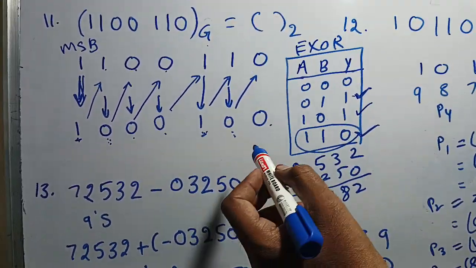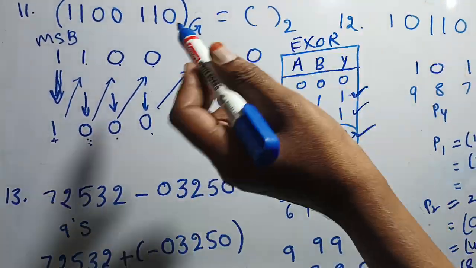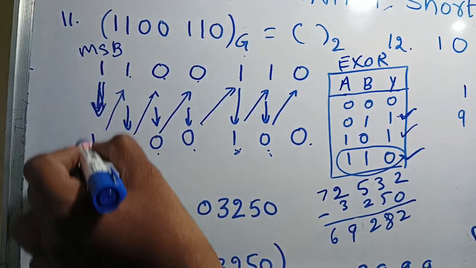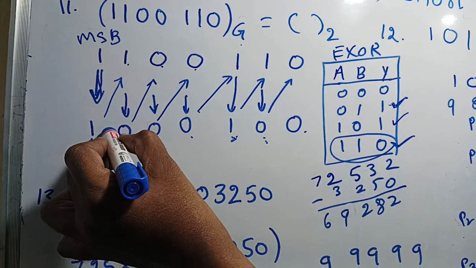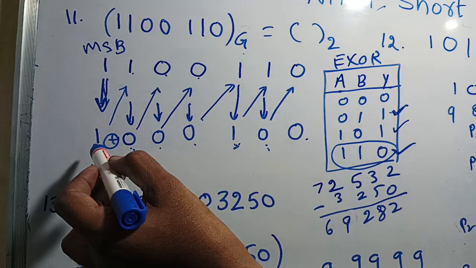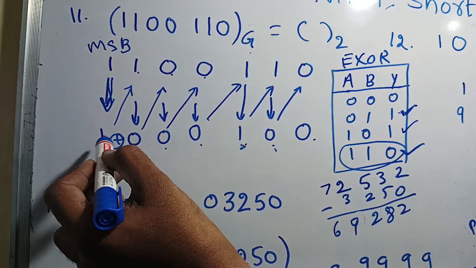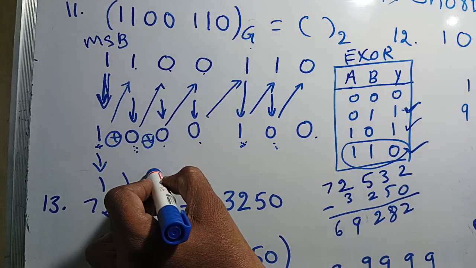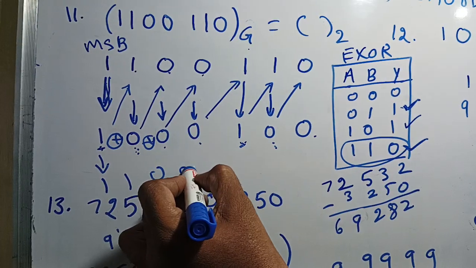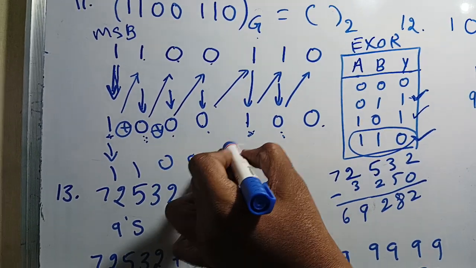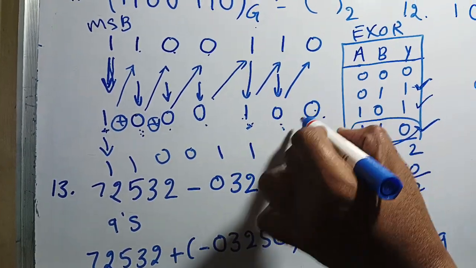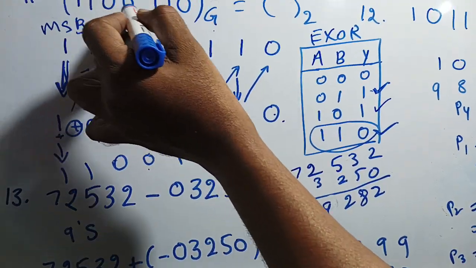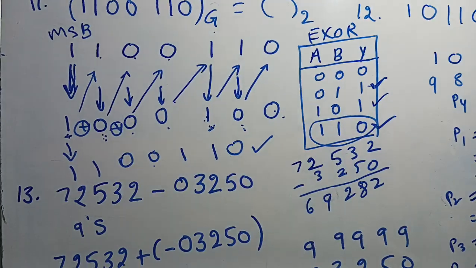Similarly, if you want to check the answer, convert binary to Gray, the reverse. The MSB bit you can write as it is, and for adjacent bits you can perform the XOR operation like this. 1 XOR 0 is 1, 0 XOR 0 is 0, 0 XOR 0 is 0, 0 XOR 1 is 1, 1 XOR 0 is 1, 0 XOR 0 is 0. The result is 1 1 0 0 1 1 0, so our answer is correct.